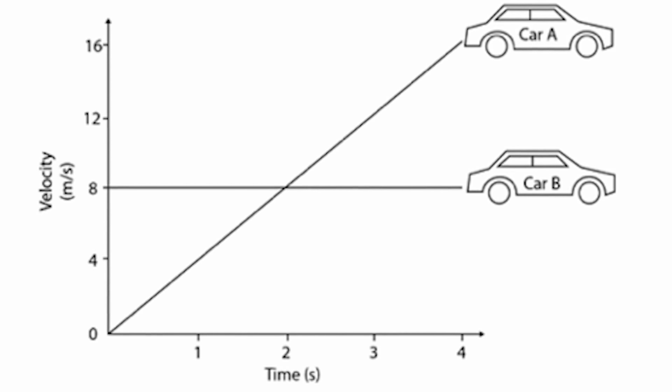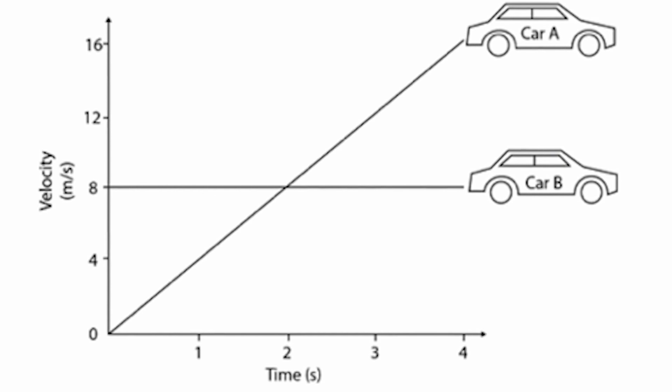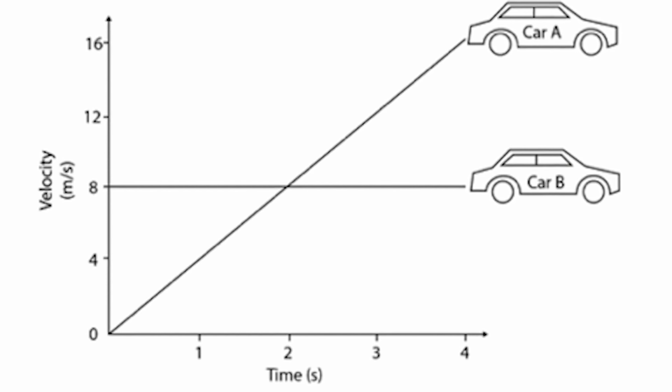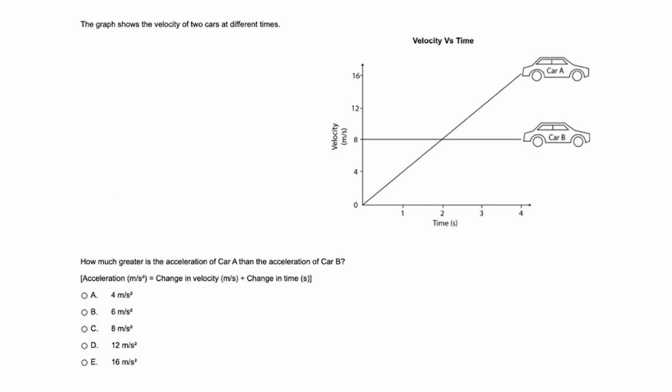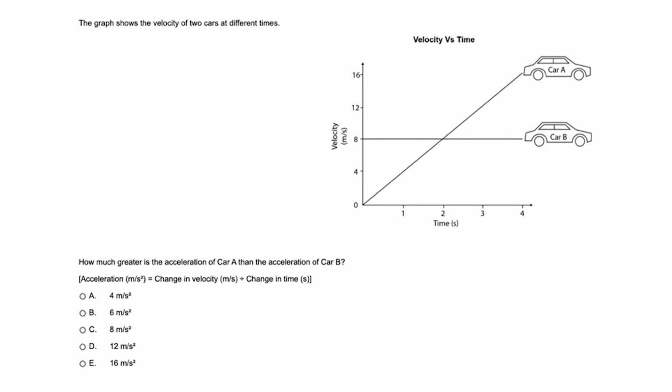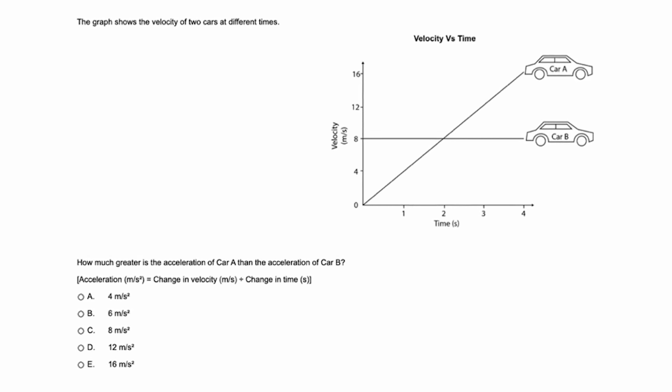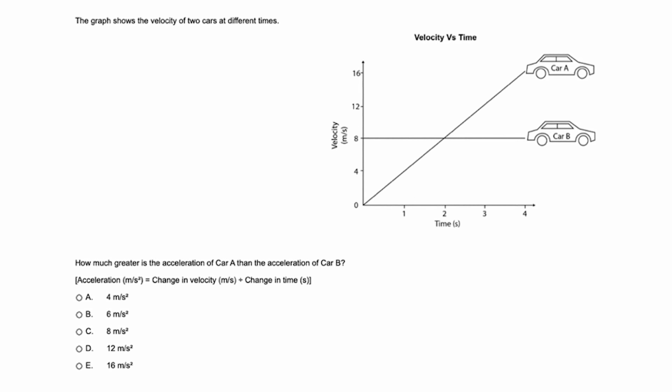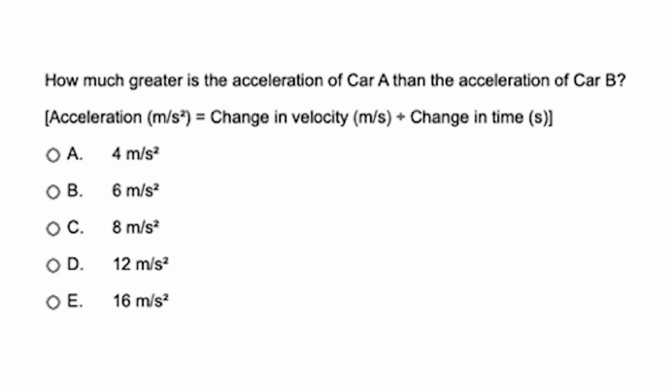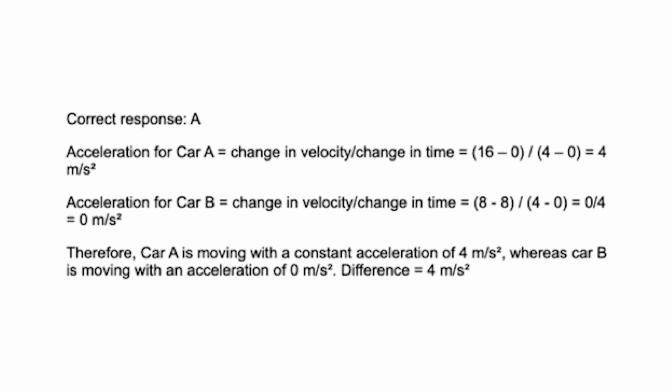And then to work out the acceleration for car B, well, the change in velocity is 0, as you can see, it's a straight line on the graph. And the change in time is also 4. So to work out the acceleration for car B, you do 0 divided by 4, which gives you 0 meters per second squared. Therefore, the difference in acceleration between car A and car B is 4 meters per second squared. So therefore, the answer is A.